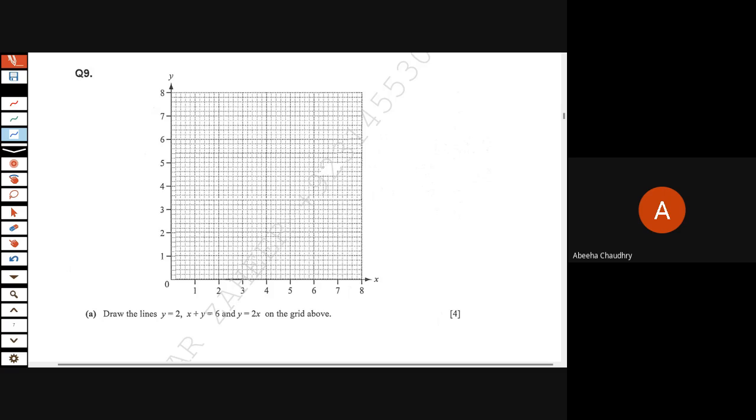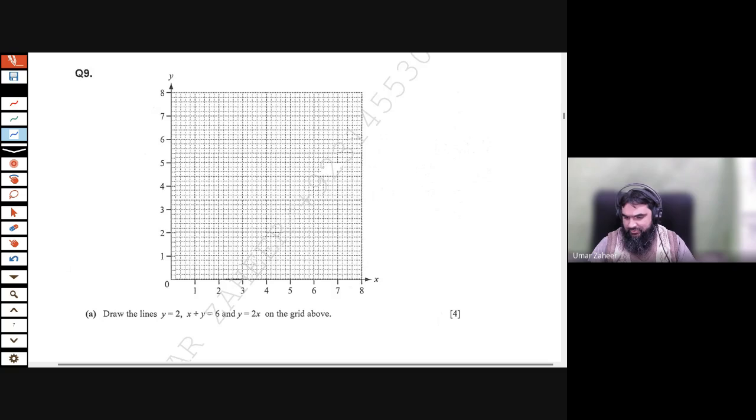Sir, is it going to be horizontal? Yes, it is a horizontal line because y is equal to 2 is a horizontal line. We will get that y is equal to 2. Now next we have to find x plus y is equal to 6.